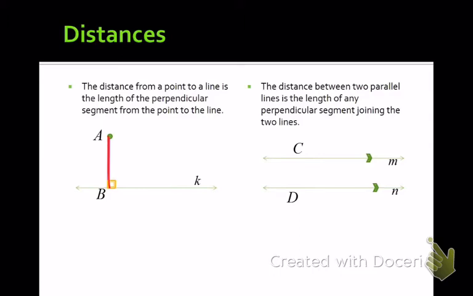Same thing between two parallel lines. The distance between two parallel lines is simply going to be the length of any segment that is perpendicular to both lines. So say point C, point D, segment CD. That's how we'd find the distance between those two parallel lines. Okay? That wraps up our perpendicular theorems. So apply those theorems in your homework. Homework's out in Canvas. Have that done next time.